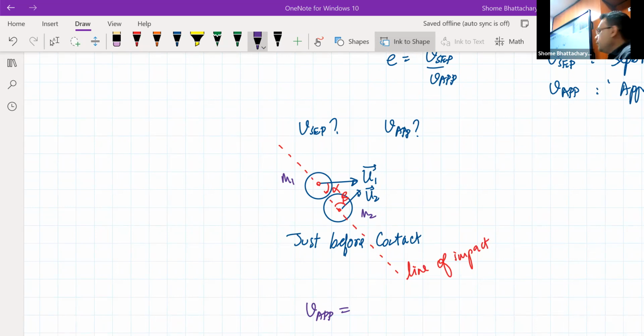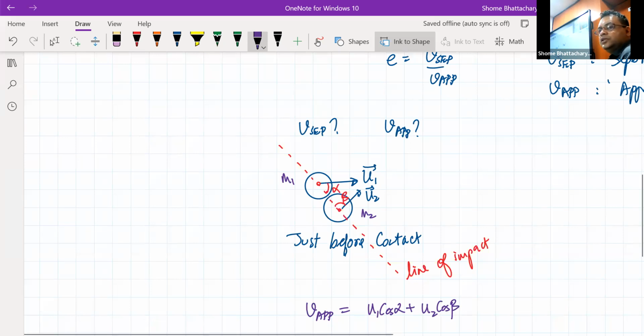Suppose the second particle had been stationary, then the approach velocity would have been simply u1 cos alpha. Now the second one is not stationary, it is also moving, so it also has an approach velocity. Suppose the first one was stationary and the second one was moving at u2, then the approach velocity is u2 cos beta, again the component towards the first center. Now both things are happening simultaneously and both are approaching each other, so it will be plus u2 cos beta. In this diagram, it will be u1 cos alpha plus u2 cos beta. Yes, that's correct. So this would be the approach velocity in this diagram.